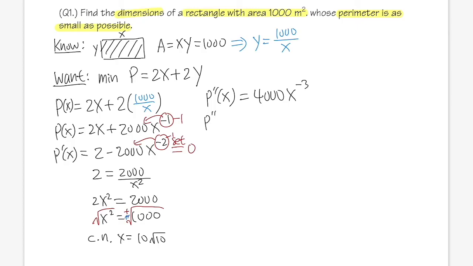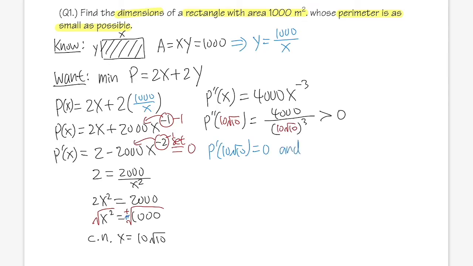And when we put 10 square root of 10 into the second derivative, we will get 4,000 over x to the third power, where the x value is 10 square root of 10. And this is clearly bigger than 0, and that's all we care about. So we can say something like this. The first derivative at 10 square root of 10 is equal to 0, and the second derivative at 10 square root of 10 is positive.